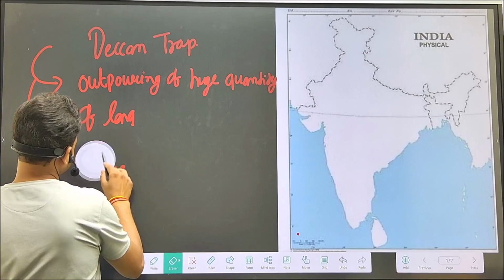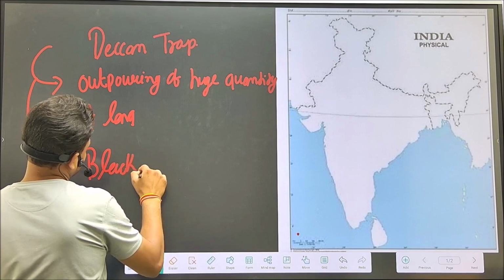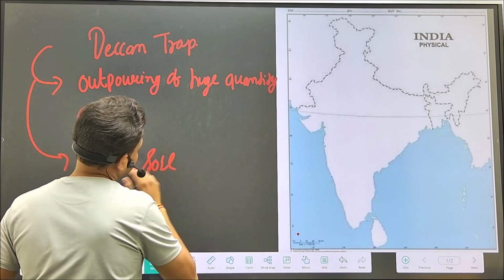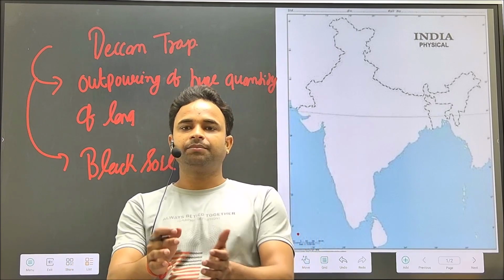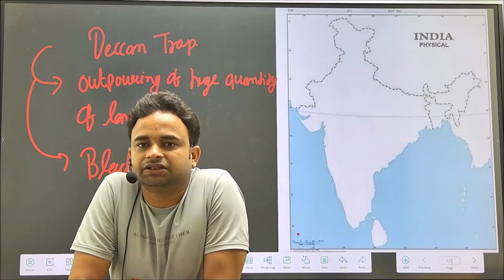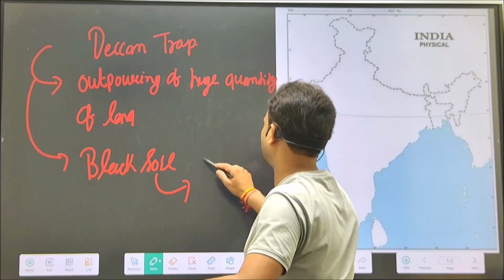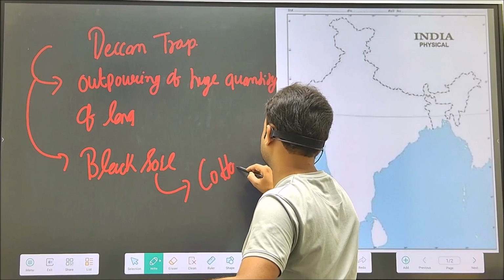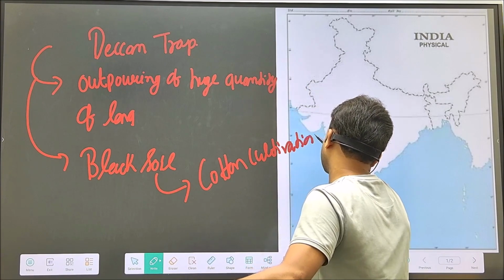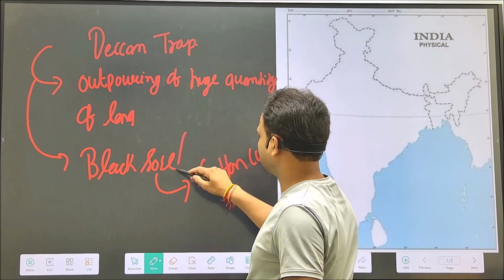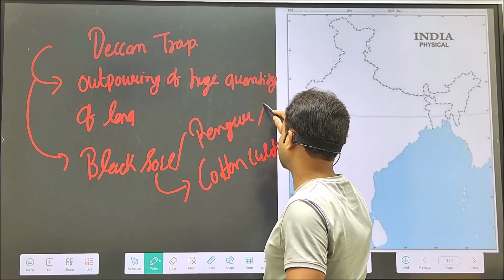Black soil is developed in basaltic rock areas, due to physical and chemical changes of the rock. And black soil is the most important soil for cotton cultivation. Black soil is also known as Regur soil.